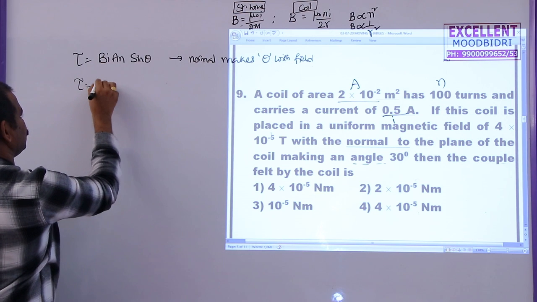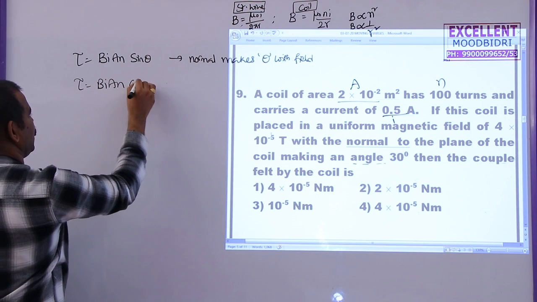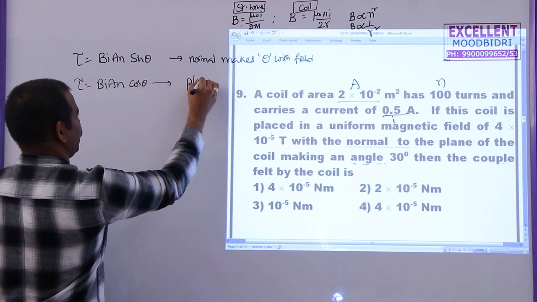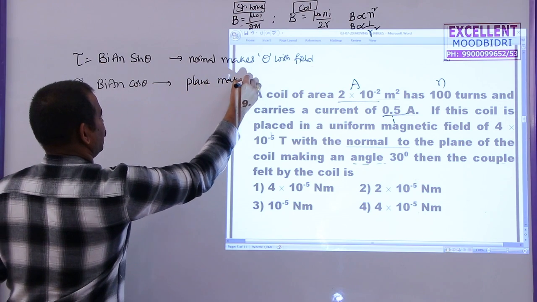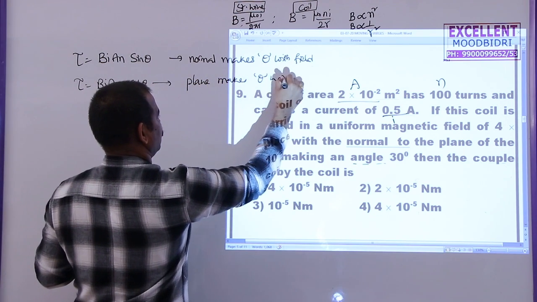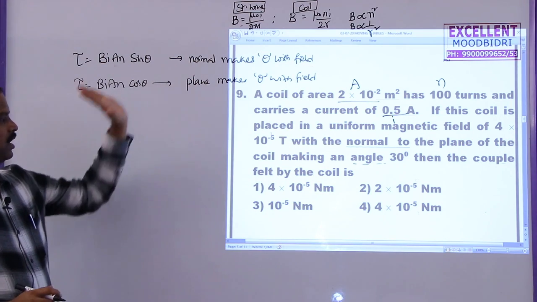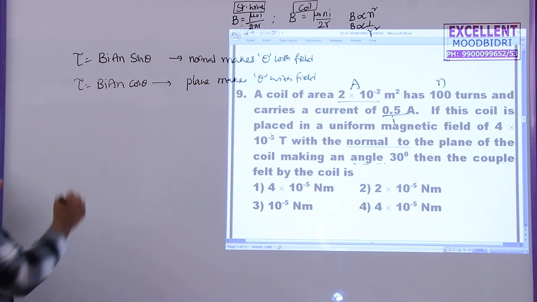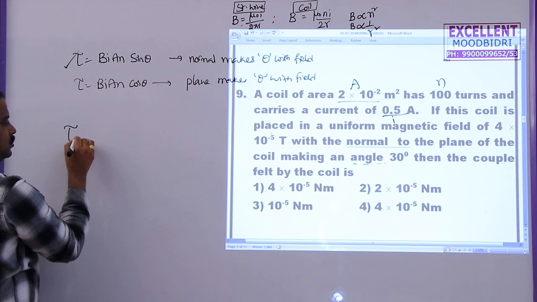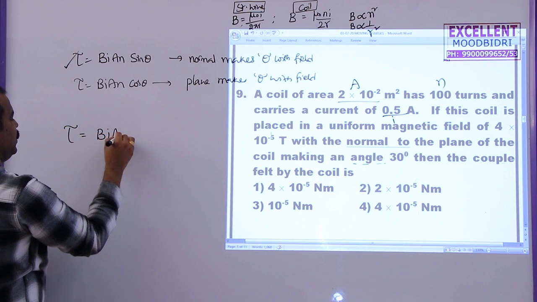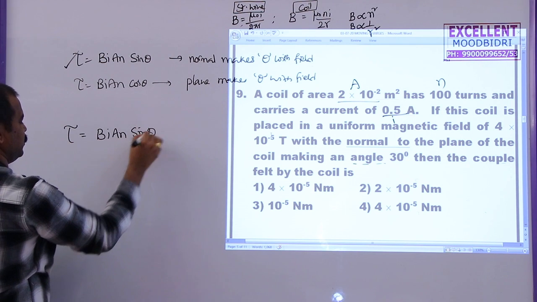But torque tau is equal to BIAN cos theta if the plane of the coil makes an angle theta with the field. Be careful with this, plane as well as normal, but in this problem it is the normal. So let me use the first formula. The torque is given by BIAN sin theta.